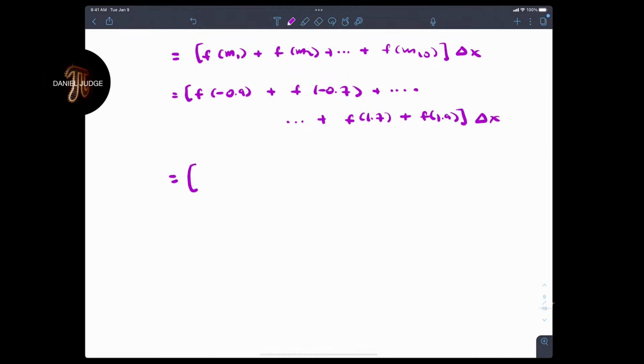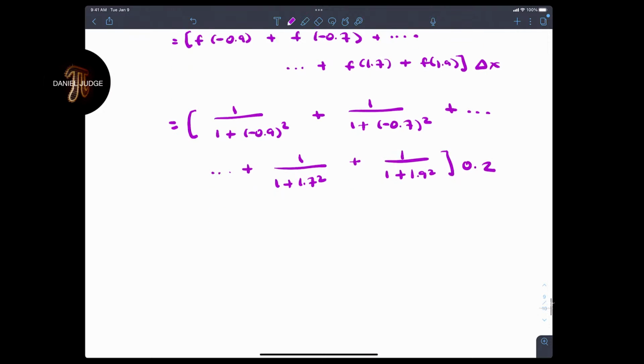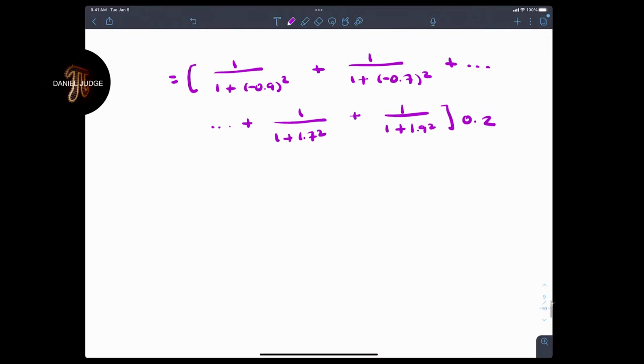And so we should start to put again 1 over 1 plus negative 0.9 squared, 1 over 1 plus negative 0.7 squared, 1 over 1 plus 1.7 squared, 1 over 1 plus 1.9 squared, and then the delta x in this case is 0.2. So ladies and gentlemen, this is what we're going to end up putting in our TI calculator here to approximate by the midpoint rule.